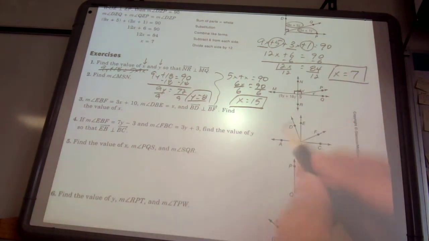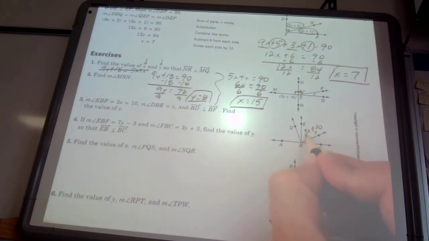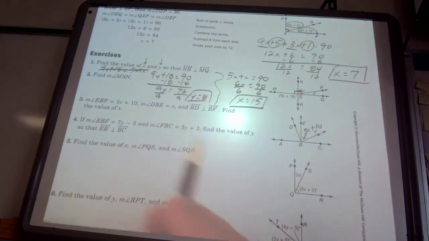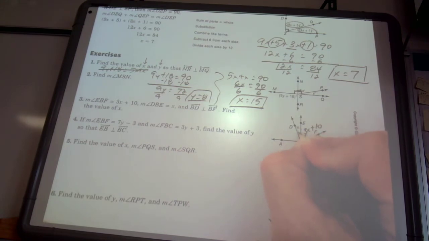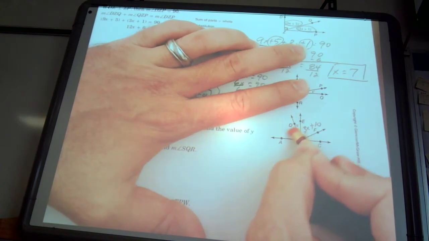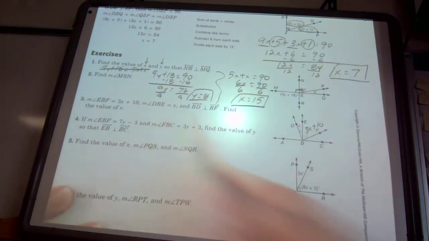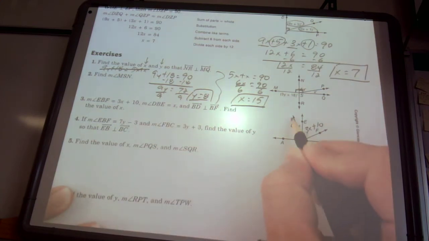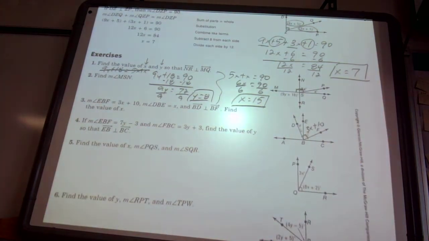All right, so they tell us the measure of EBF right here is 3x plus 10. So this angle right here. Usually I draw the angle sign, but I'll point to it. Then we know that DBE is x. So down here, that little bitty one, just x, right? Everybody see where it's pointing? I'm going to erase those. Don't want you to get confused, but that's what we're talking about. So they tell us that ray BD and ray BF are perpendicular. So we know that that's a 90-degree angle between those two points. Find the value of x.